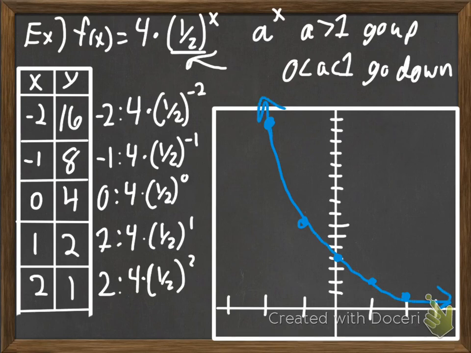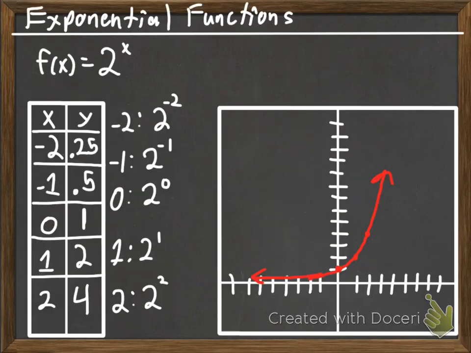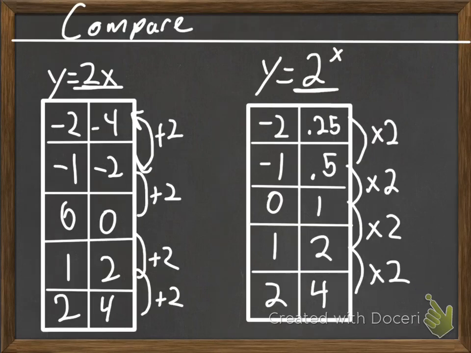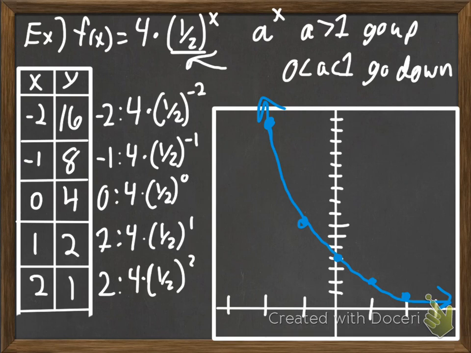And it's still never going to go below our x-axis. But this one starts to go down very quickly and then begins to slow down the further we go to the right. Whereas when we looked at our first one, it started slowly going up and then went up very fast. So if it's greater than 1, it's going to go up fast. If it's between 0 and 1, it's going to go down fast and then slow.